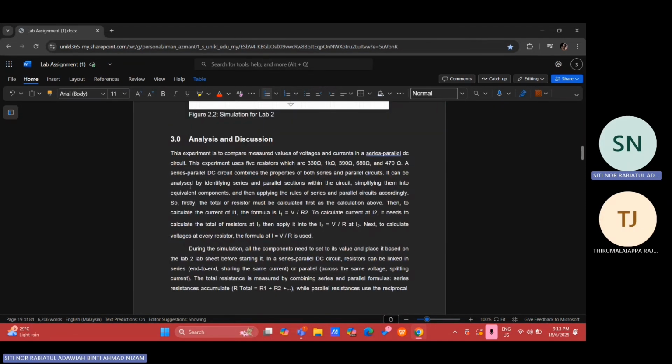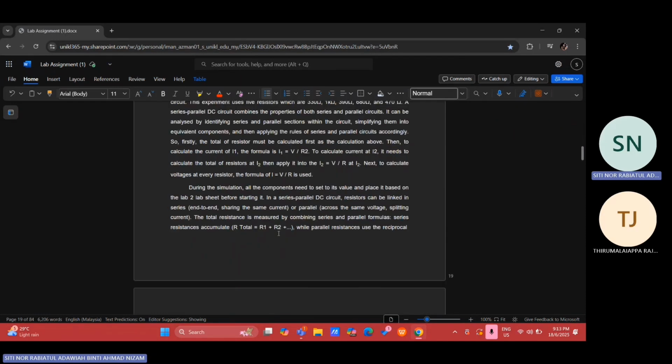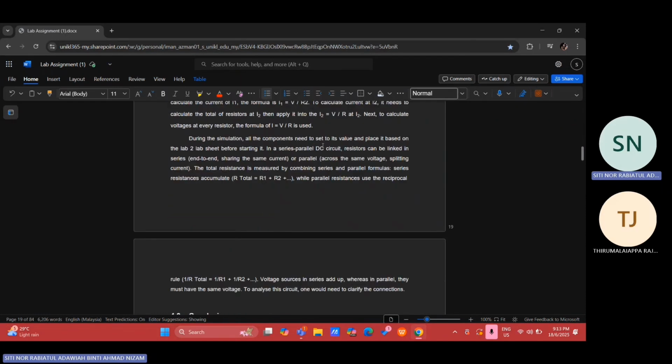So the analysis of this lab is to compare measured values of voltages and current in a series parallel DC circuit. This experiment used 5 resistors, which I already mentioned before. During the simulation, all the components need to be set to their values and placed based on the lab sheet before starting. In a series parallel DC circuit, resistors can be linked in series, which is end to end, sharing the same current, or in parallel across the same voltage, which is splitting the current.